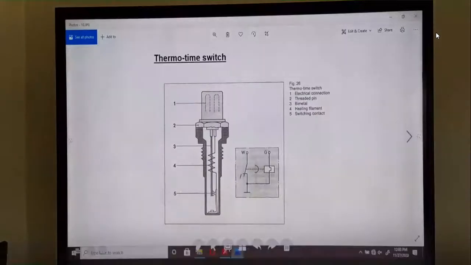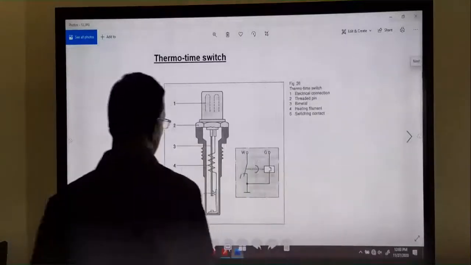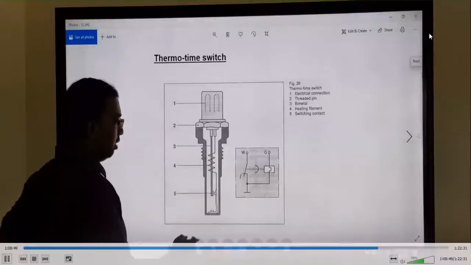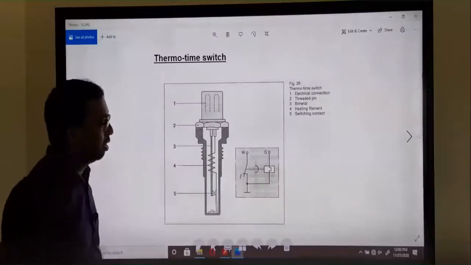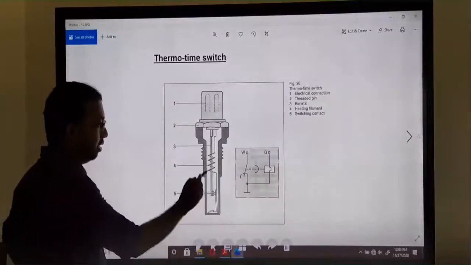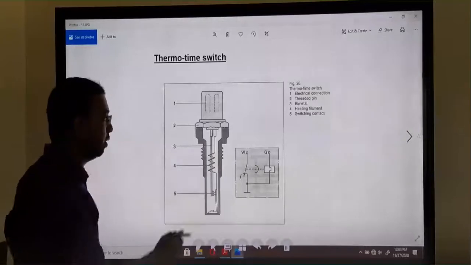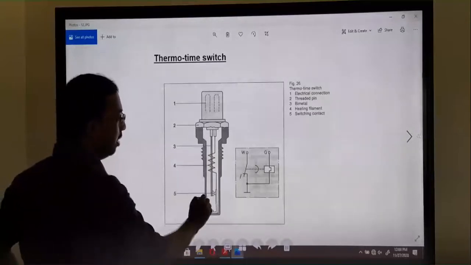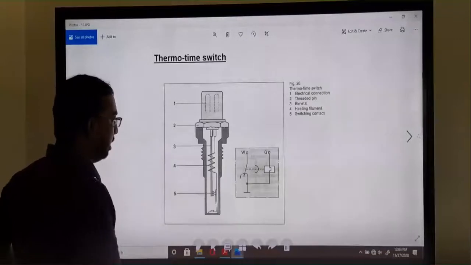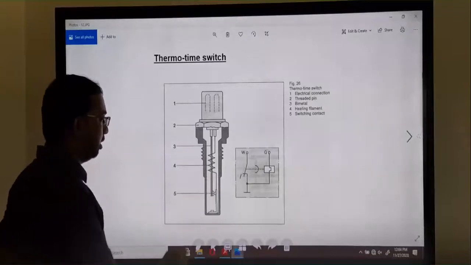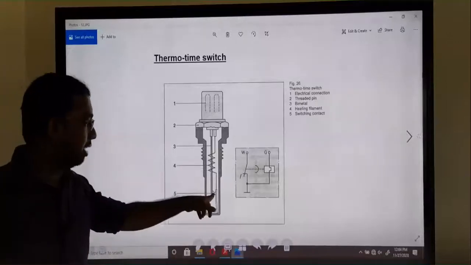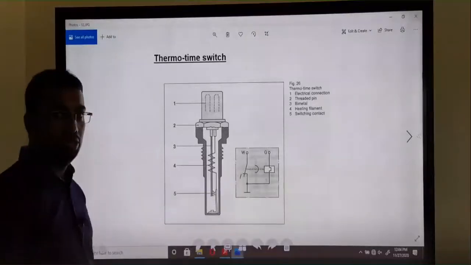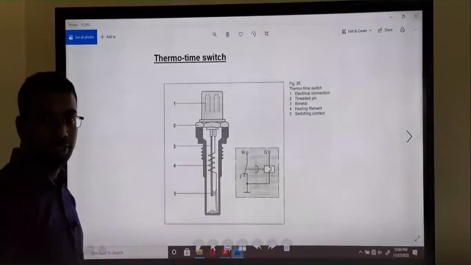In the normal condition, this thermotime switch is touching here, okay. This switching contact is the same as this warm-up regulator technology. This is a bimetal and a heating filament spring. Now, in the cold temperature, this line is connected here, okay. This is touching here. So that time it sends a signal to the cold start injector.